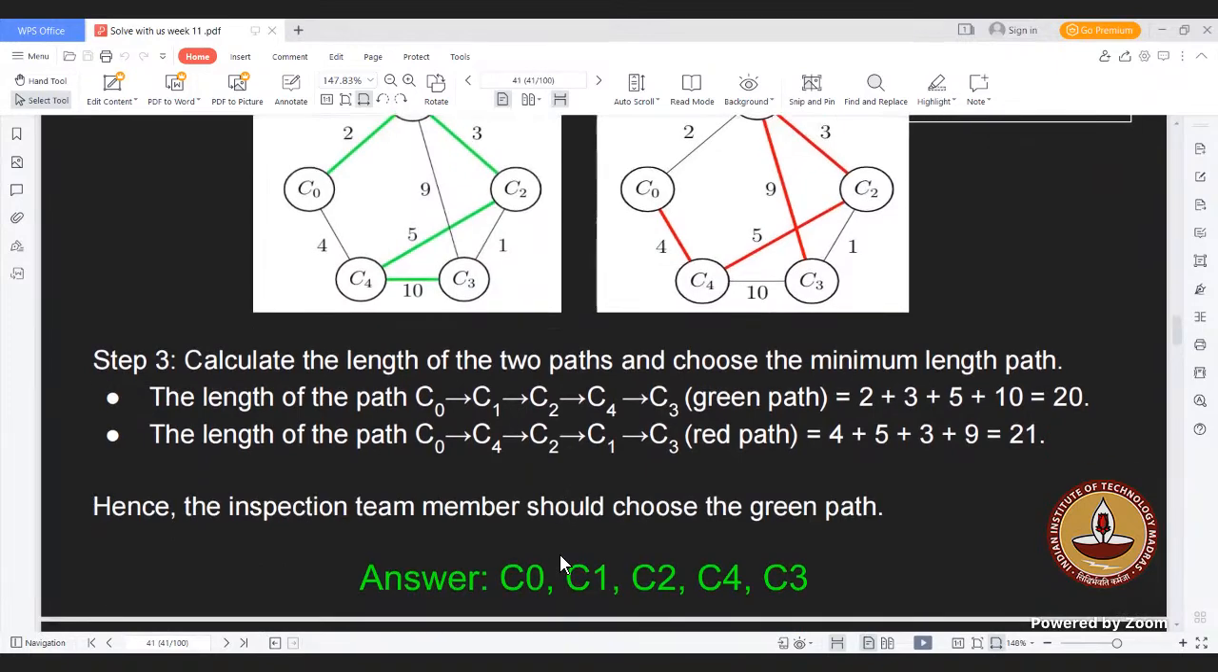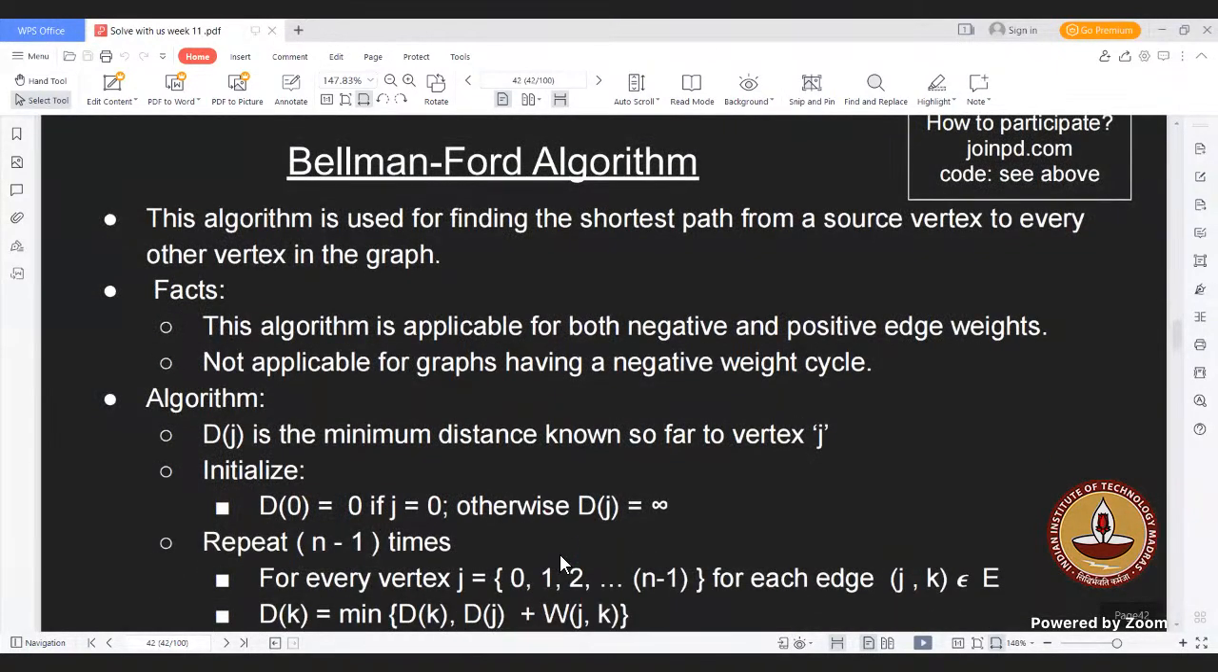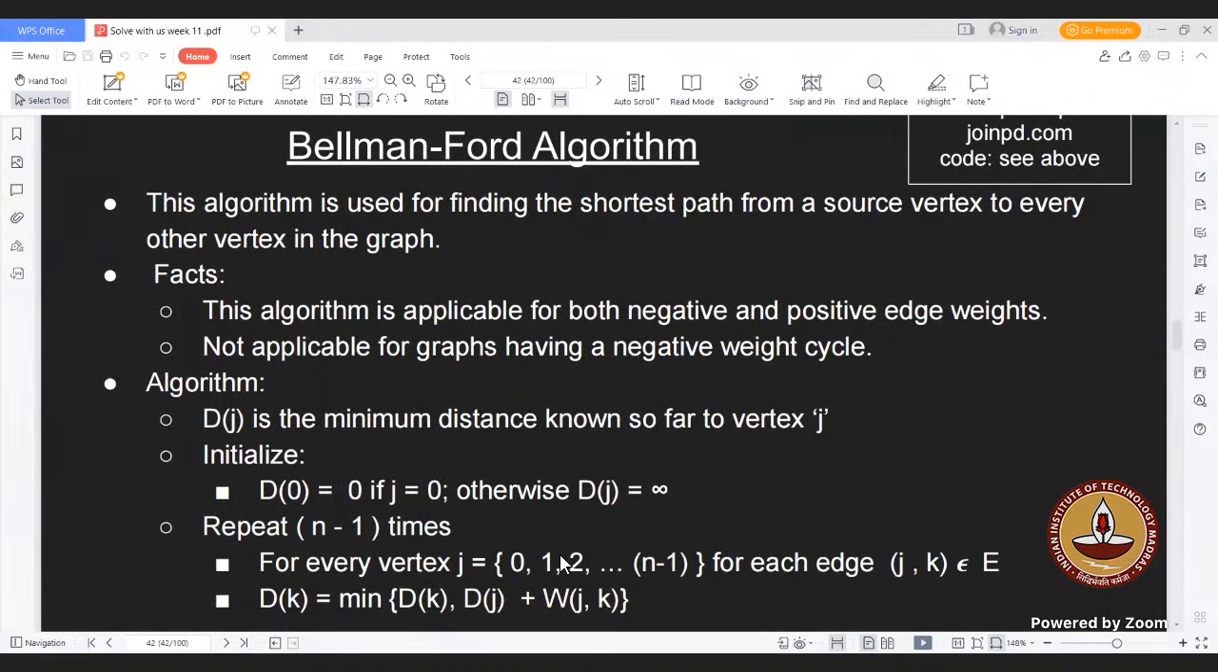So this is the correct answer: C0, C1, C2, C4, and C3. Now we'll see the Bellman-Ford algorithm. This algorithm is used to find the shortest path from a source vertex to every other vertex. It is similar to Dijkstra, but there's a change here. It works for both negative and positive edge weights, and it is not applicable for graphs having negative weight cycles. So negative cycles are not possible, but negative weights are possible.